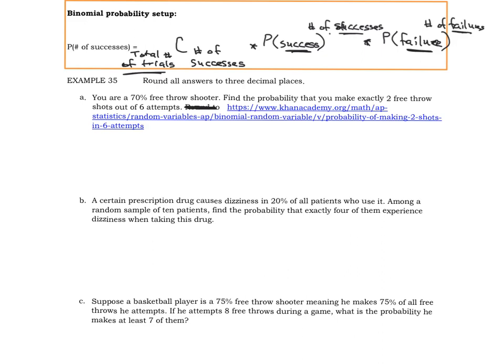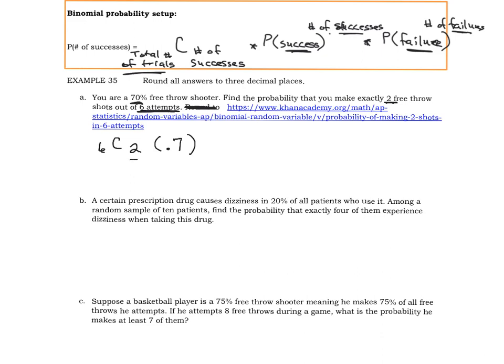Okay, so how many total trials do we have? We have 6 attempts. And how many successes are we looking at? 2. So it's 6 total number of trials, 2 successes. What's our probability of success? If you're a 70% free throw shooter, that makes your probability 0.7.